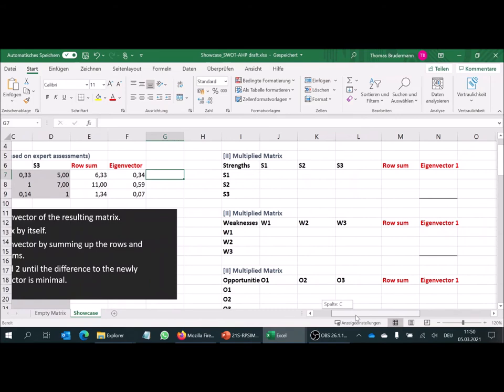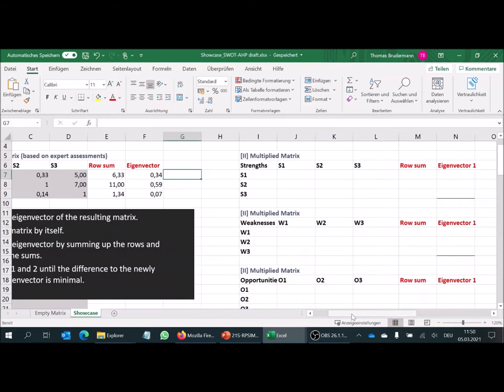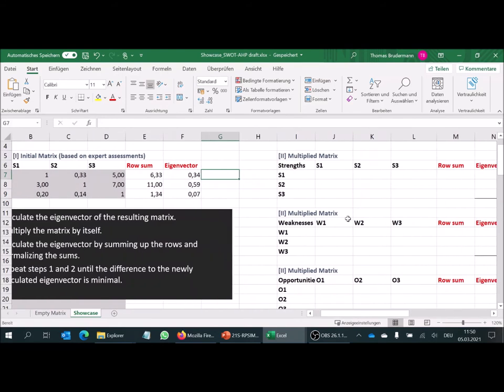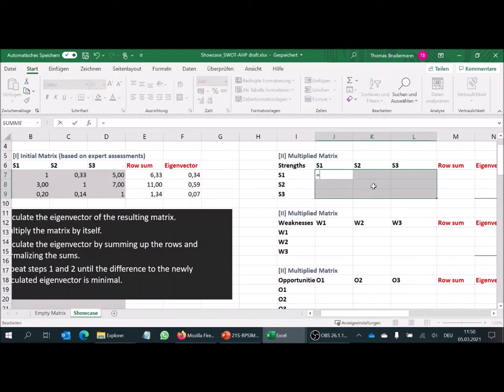And here I already prepared such a second matrix, but it still lacks the values. And we get this now by multiplying the first matrix using matrix multiplication. And here we can use a formula, and we want to multiply the entire matrix. So the first thing I do is I mark the cells of this multiplied matrix. Then I press F2 on my keyboard, and then I can enter MMULT, which is the formula for matrix multiplication.